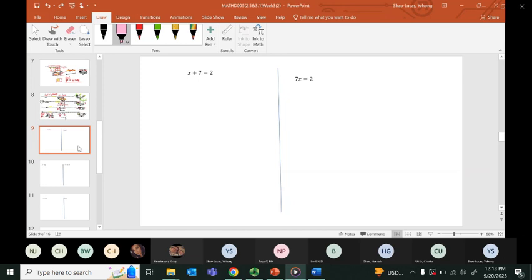So for the first one, you can type in the chat box what you plan to do in order to get the x by itself. Subtract.